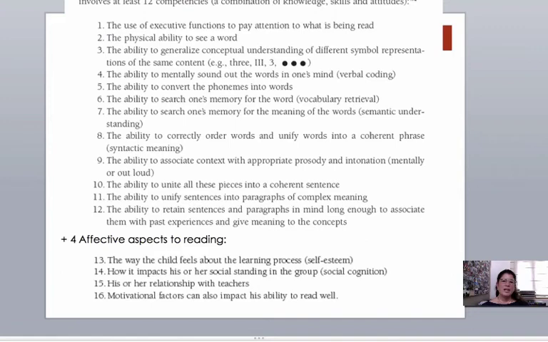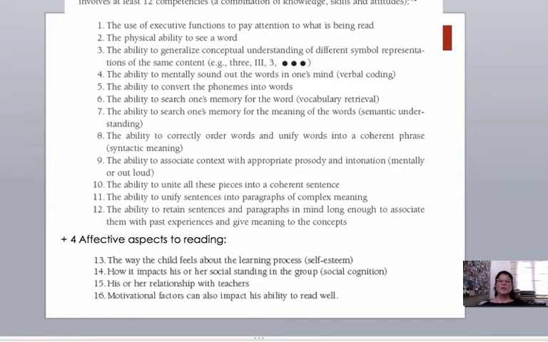First, we need to pay attention, the use of executive functions to pay attention to what is being read. There's a need for a physical ability to see the word. The ability to generalize conceptual understanding, which has to do with different symbol systems which represent the same concept, for example, the different representations of 3: the Roman numeral 3, or the Arabic 3, or 3 dots. The ability to mentally sound out words in one's mind, verbal coding. The ability to convert phonemes into words, so the k-a-t into cat.